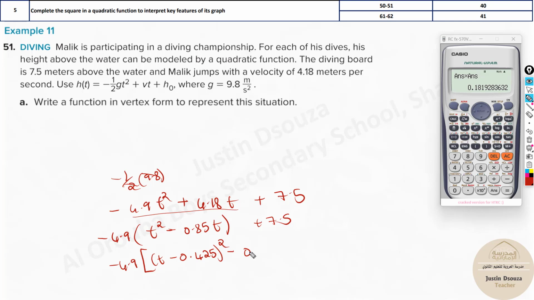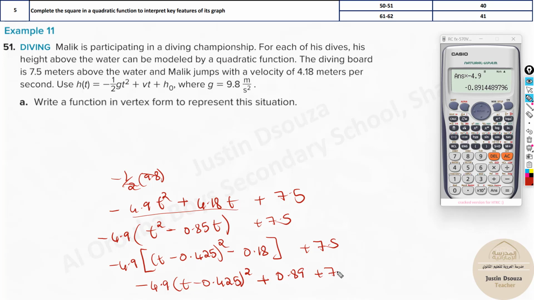It's 0.18. I've squared this, minus 0.18 plus 7.5. Or you can just write 0.4 the whole square. That's also fine. Okay. Now here you multiply this. It will be negative 4.9 times t minus 0.425 the whole square, and when you multiply this with negative 4.9, you will get 0.89. So over here, minus and minus becomes plus.